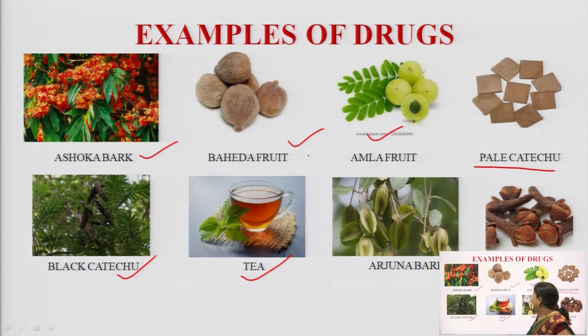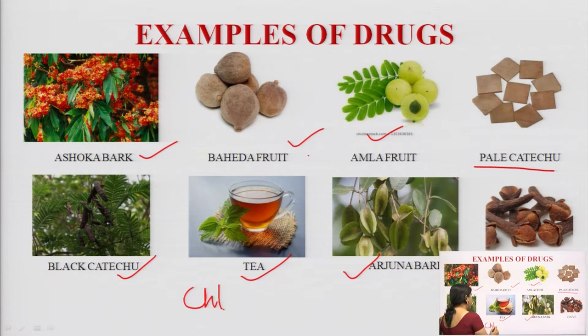Then we have the Arjuna bark, which is a very good cardiotonic drug, and we have many formulations like the Arjuna Rishtha, which is used by Ayurvedic practitioners for treating cardiac issues. And lastly, the clove or the long, which has a crimson red color, and this dark color is due to the tannins present in the form of chlorogenic acid. It is known as chlorogenic acid.